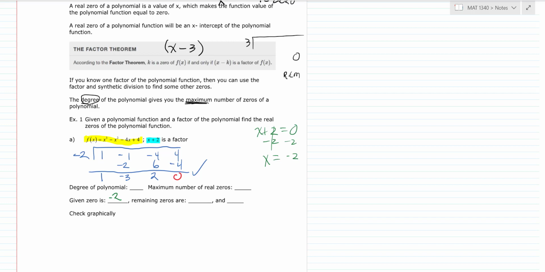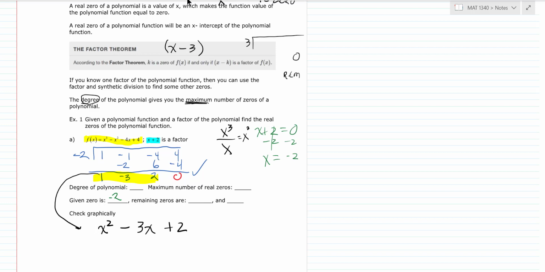Now, the coefficients down here are giving you another factor. Remember, if we synthetically divide x to the third by x plus 2, you're basically just going down 1 power when you do that division. So these coefficients will give you 1x squared minus 3x plus 2. That's something that we can set to 0, factor, and then find the remaining zeros of the polynomial.